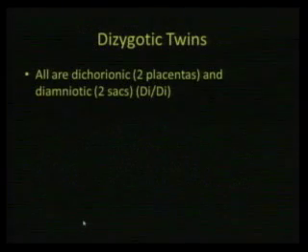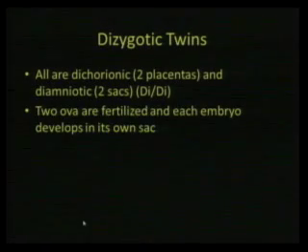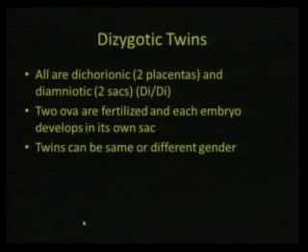All right, so dizygotic twins are all dichorionic. There's two placentas, and diamniotic, so there's always two sacs. So this is the easy one. We call this dichorionic, diamniotic. Two placentas, two sacs, no sharing going on there, they're happy. So basically what happens, two ova are fertilized, and each embryo develops in its own sac. So they each have their own little house to live in.